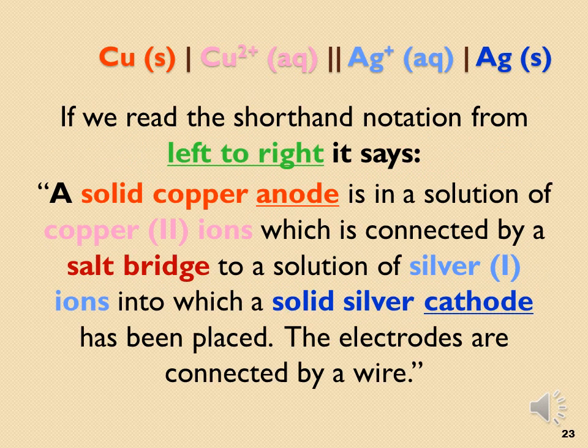If we read the shorthand notation from left to right, it says a solid copper anode in a solution of copper 2+ ions, which is connected by a salt bridge to a solution of silver 1+ ions, into which a solid silver cathode has been placed. The electrodes are connected by a wire.